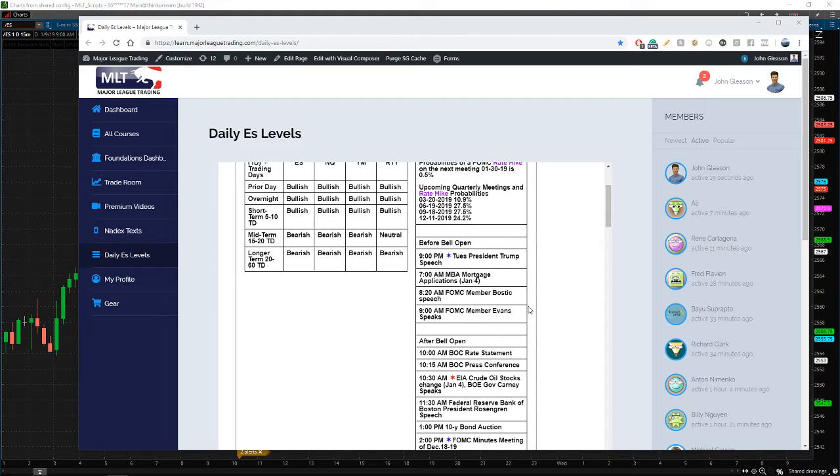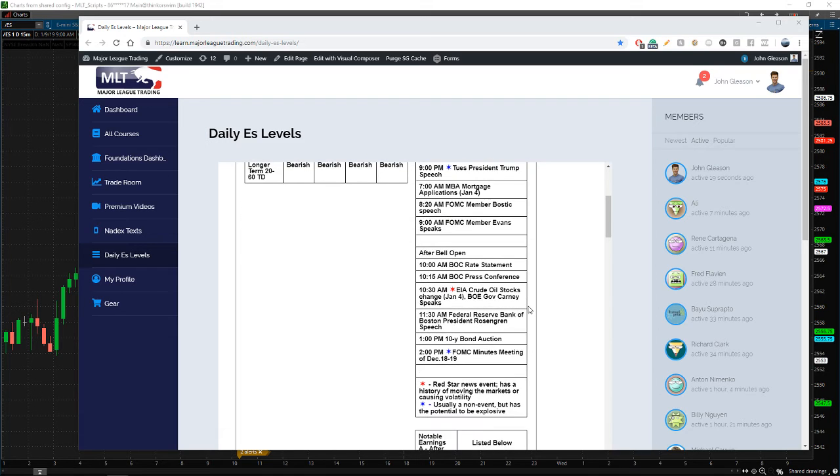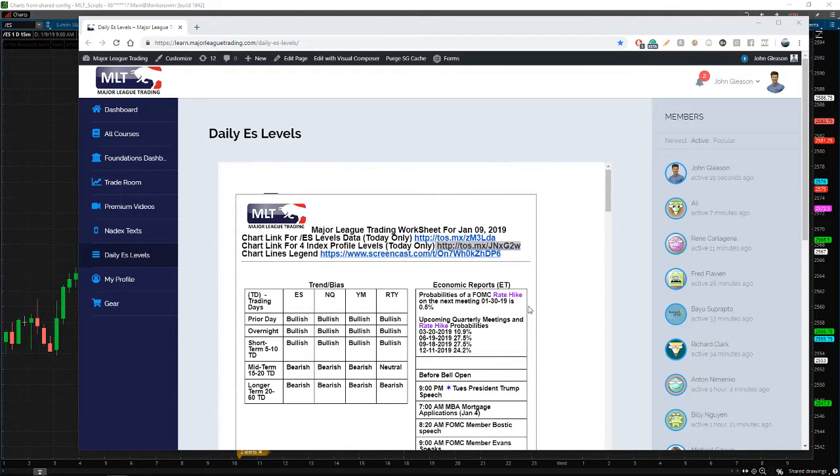So that'll largely affect the USD/CAD, which has been in a significant downtrend this year. So even if you don't trade it, take a look at that chart. USD/CAD. 10:30, crude oil stock change. Oil had a massive rip in the overnight session. 11:30, the Federal Reserve Bank of Boston President Rosengren speaks. 1 p.m., 10-year bond auction. At 2 p.m., FOMC meeting minutes.